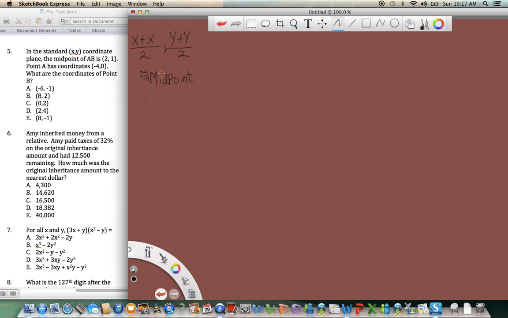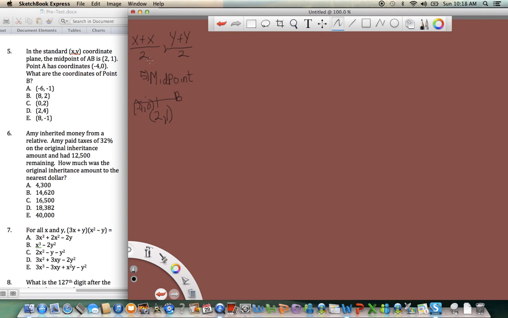Question number 5 is likely to be a second half question, meaning either 31 through 60, because it's a little bit harder. You'll notice that they tell you there's a line AB and that its midpoint is 2, 1. So they've already given you the midpoint, and it's up to you to figure out one of your missing x's and y's. Point A has coordinates of -4, 0. And so it's going to be up to you to figure out what the measurements of point B would be.